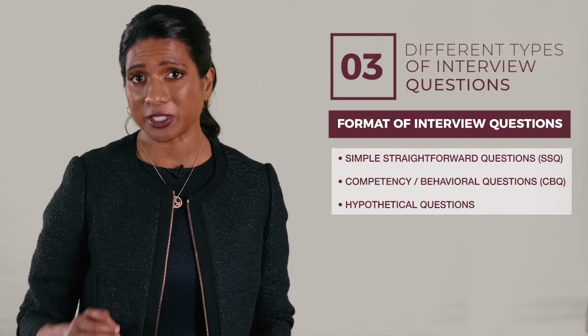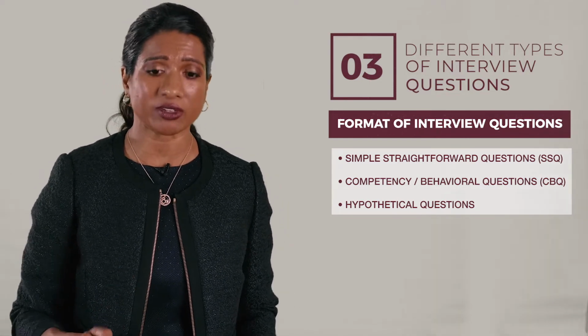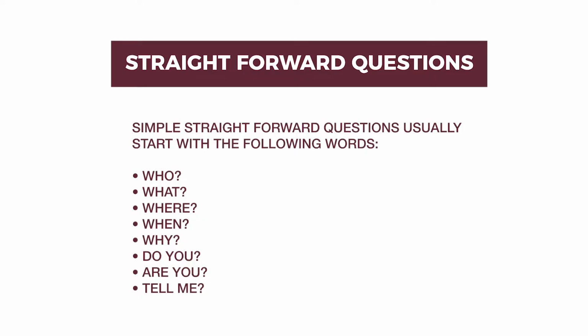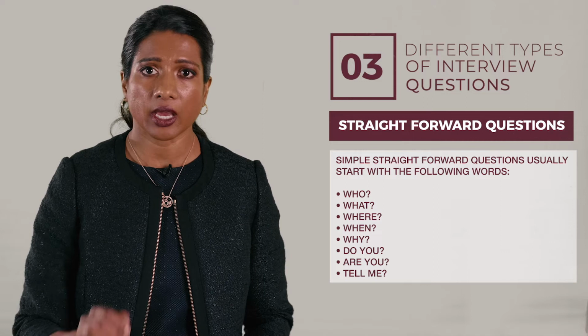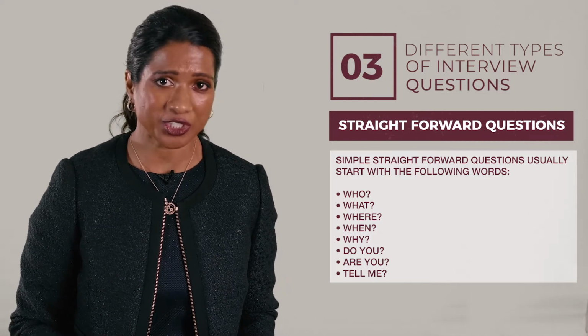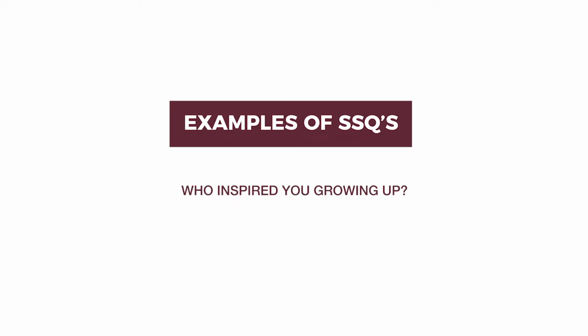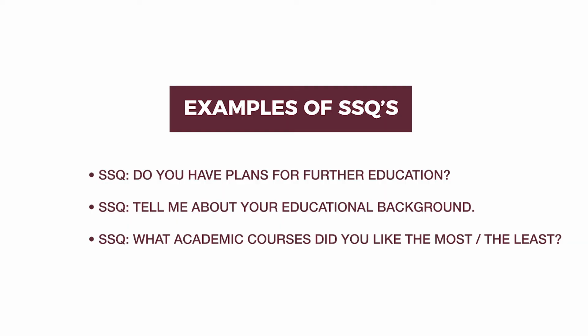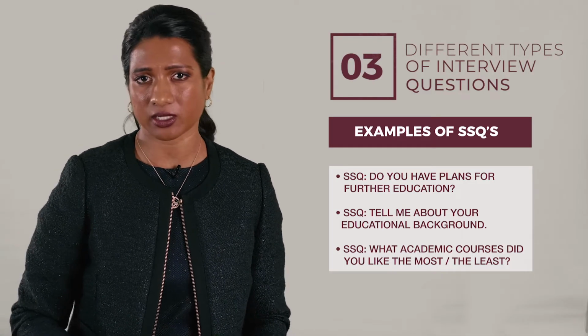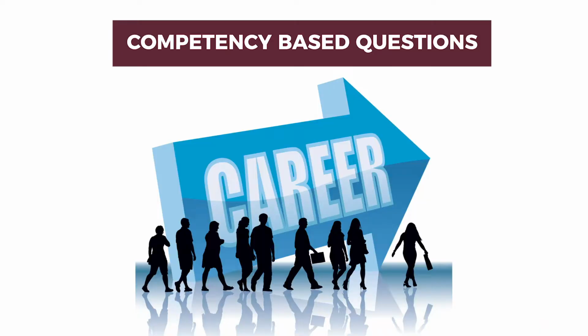If you are asked a simple, straightforward question, it usually starts off with one of these words: who, what, where, when, why, do you, are you, tell me. If you are asked a simple, straightforward question, your response is a simple answer. As an example, who inspired you growing up? You answer the question with a bit of an explanation. Or they could ask you, what academic courses did you like the most or the least? And again, it's a simple, straightforward answer. That's that type of question.